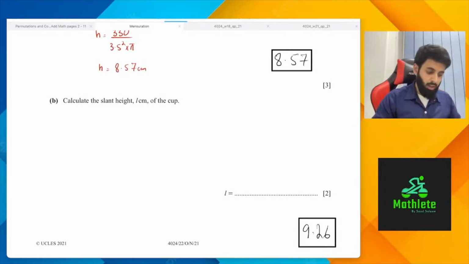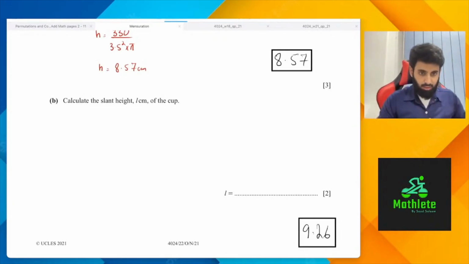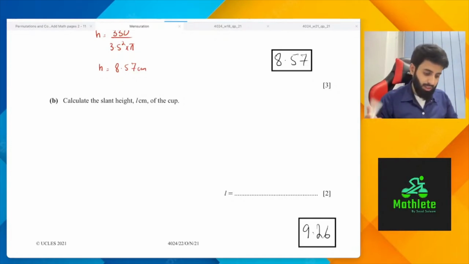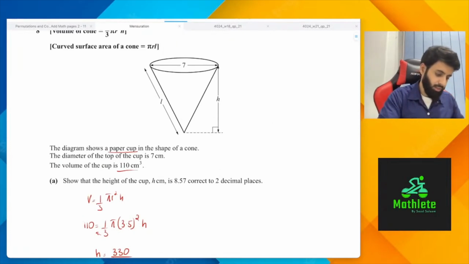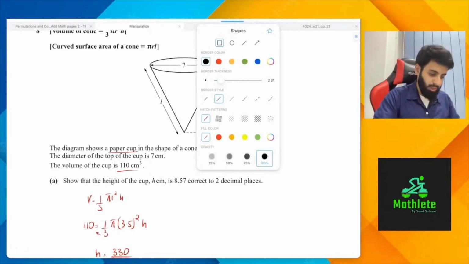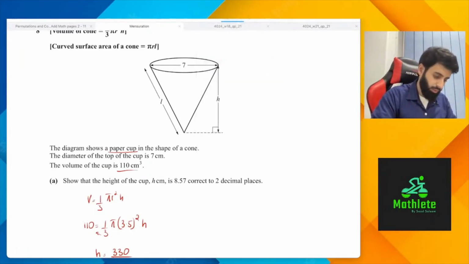Then it says calculate the slant height L centimeter of the cup. Okay, so how will I calculate the slant height? While I'm drawing this diagram, I want you guys to help me out with how I will calculate the slant height.